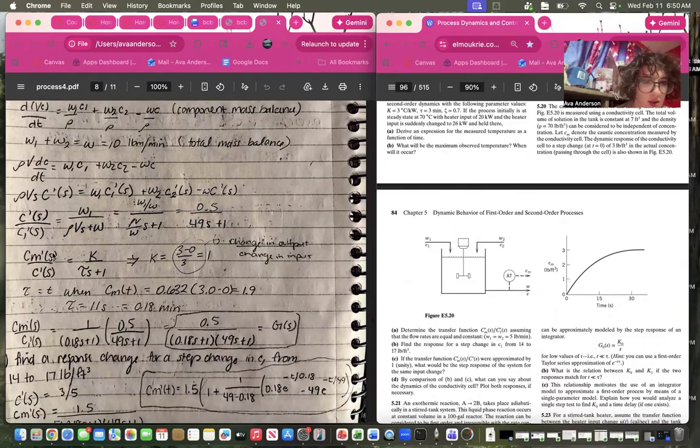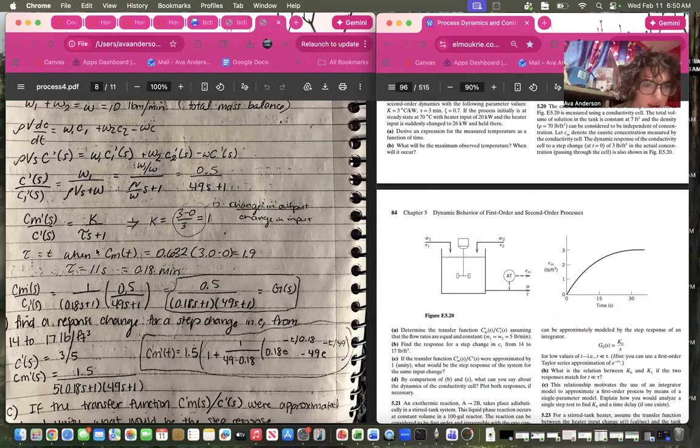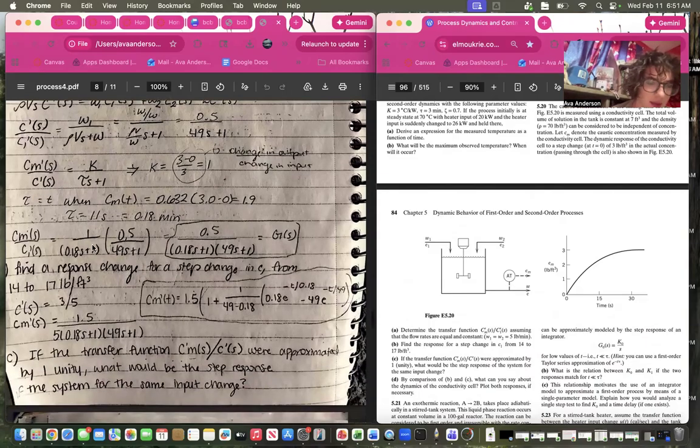But then you can look at Cm prime of S over C prime of S, which is the basic form, and you can solve for K while looking at that. And since it's a change in output over the change in input, that just ends up being 1. And then tau equals t when Cm of t equals 1.9. So that means that tau is 11 seconds. And you can simplify that to minutes, which is 0.18 minutes. But then you can look at Cm of s and C1 prime of s, and solve for that, plug that in, and that ends up getting you the G of s.